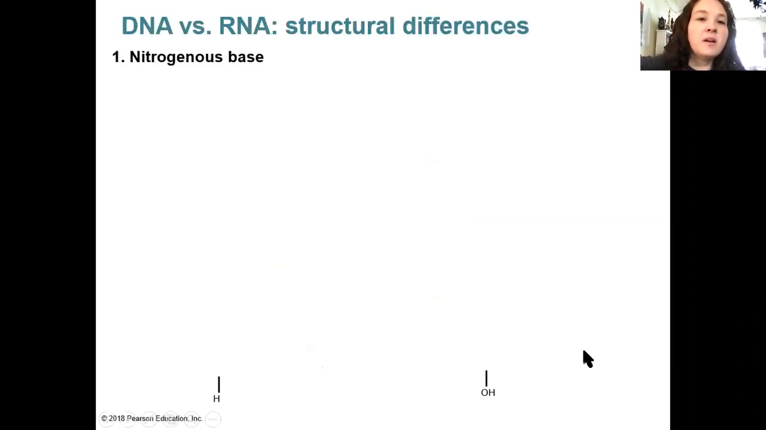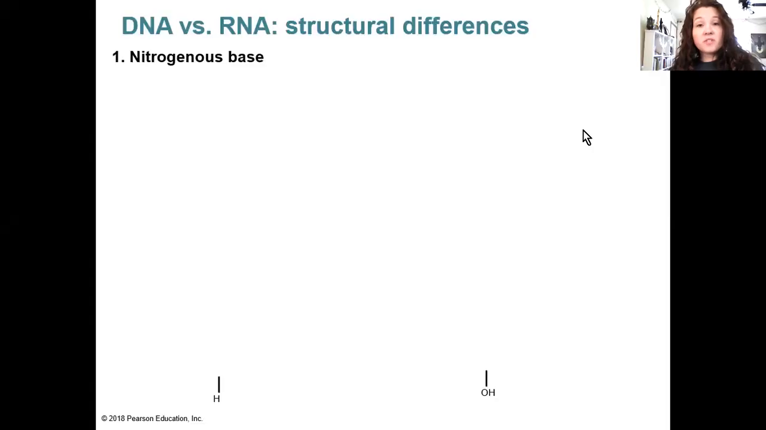All right, now we're going to talk about structural differences of DNA versus RNA. Excuse me. Wait, pause record. All right, structural differences between DNA and RNA. First is the nitrogenous base.